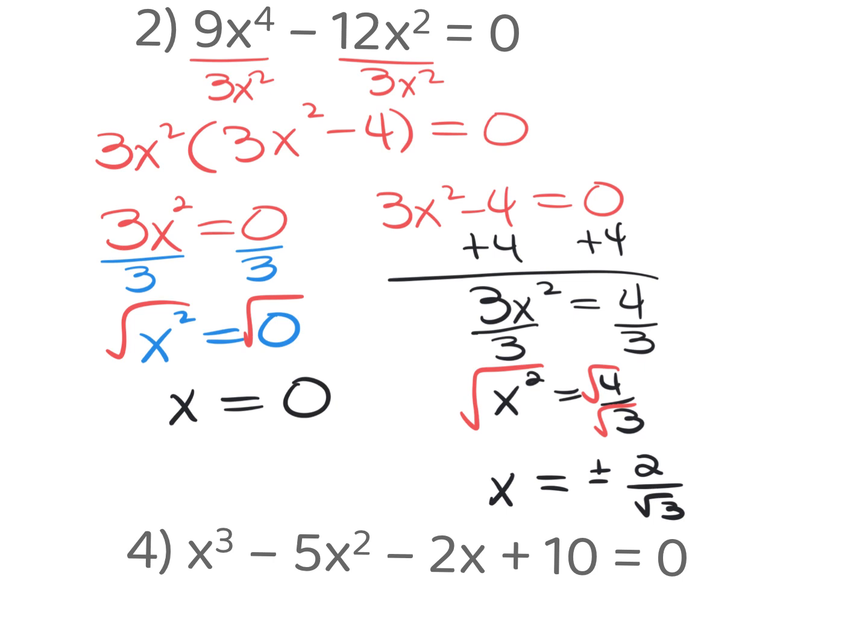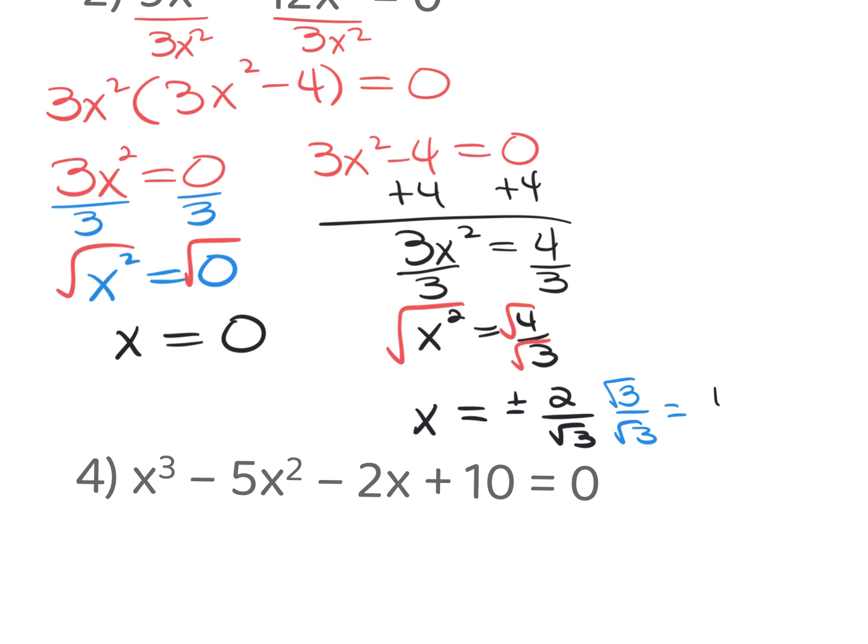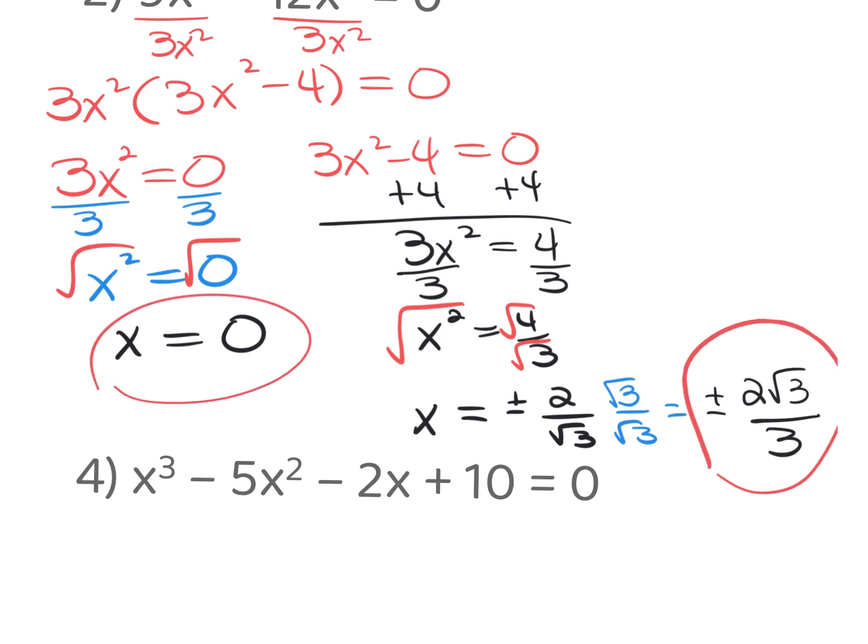Remember, you can never ever leave a square root in the bottom. So I need to multiply the numerator and the denominator by the complex conjugate. That complex conjugate is the square root of 3. So once I multiply it, my final answer is positive and negative 2 times the square root of 3 over 3. So I have 2 answers right here, and I have 2 over here, but I'm only going to list it once. When you do go to do the 1.6 homework, you're going to separate your answers with commas.